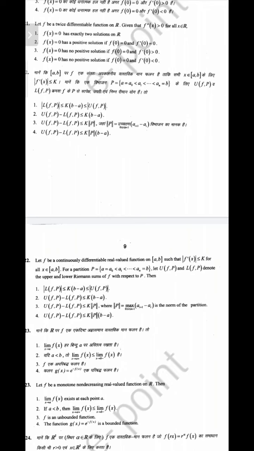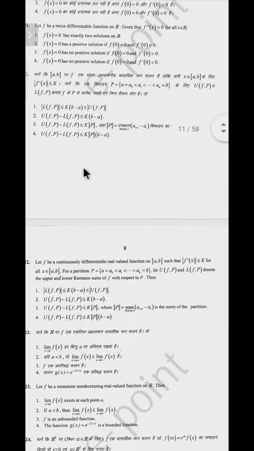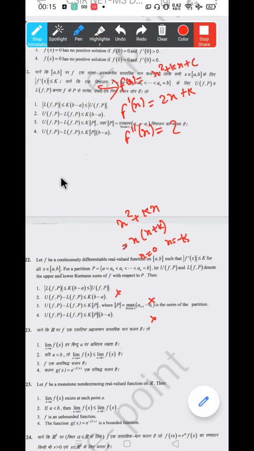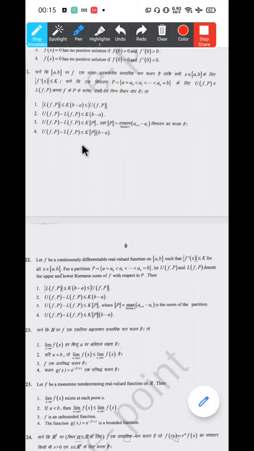So one thing is that mod f dash of x is less than or equal to k, correct? So that means for some y, mod of f of x minus f of y is less than or equal to k into x minus y, something like this. Take mod here over this. So what is the question?